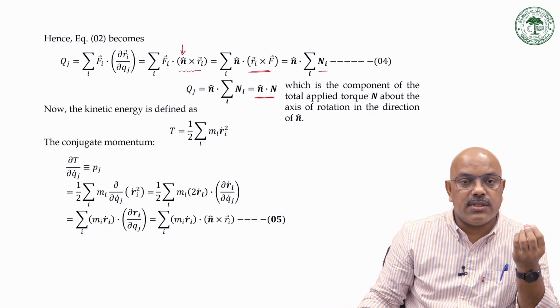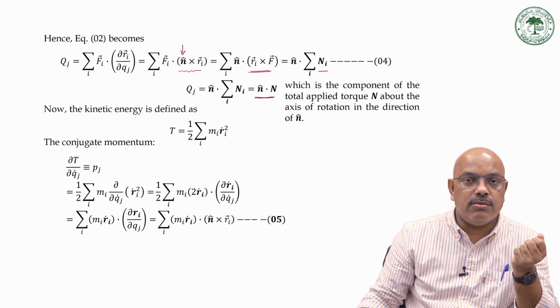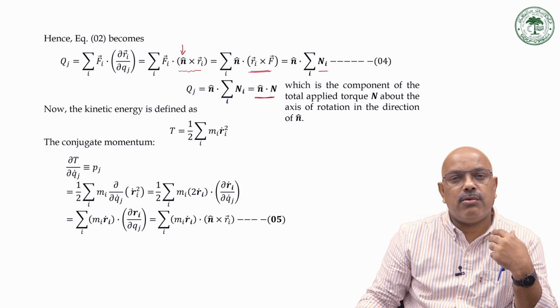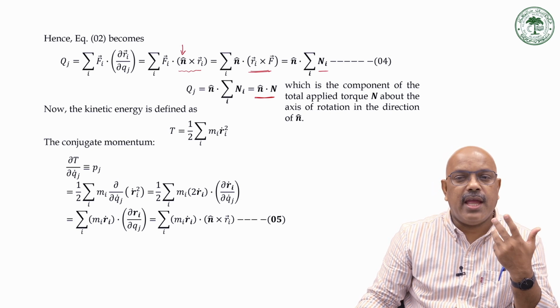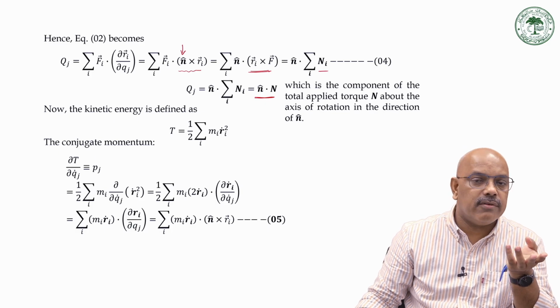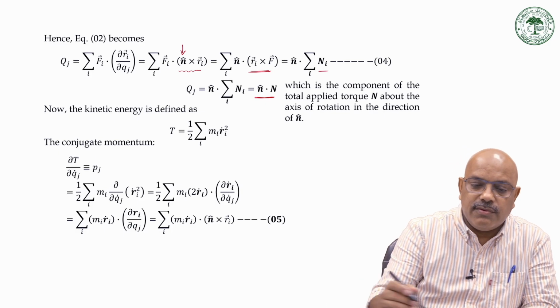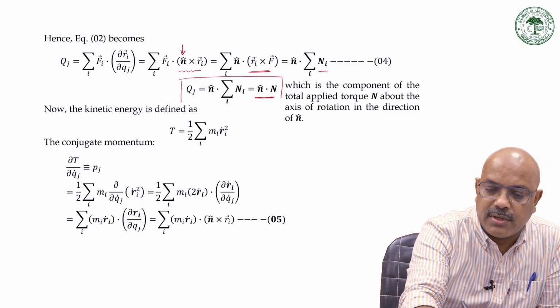Qj is basically giving you the component, because there are many Qj's, Q1, Q2, Q3, depending upon what coordinate you are choosing. So this is representing the component of the total applied torque about the axis of rotation in the direction of n, that is, n is the axis of rotation. So this is what we have found as my Qj.